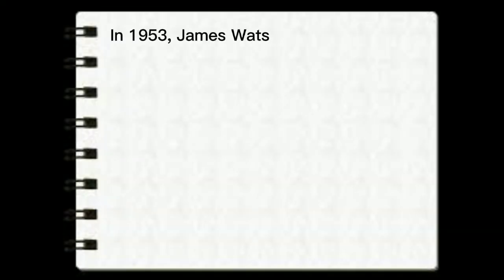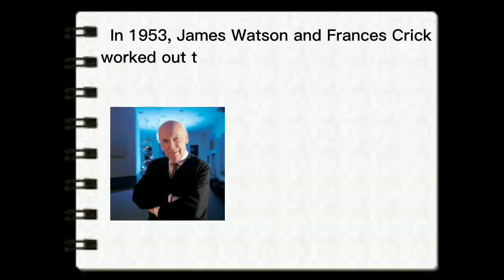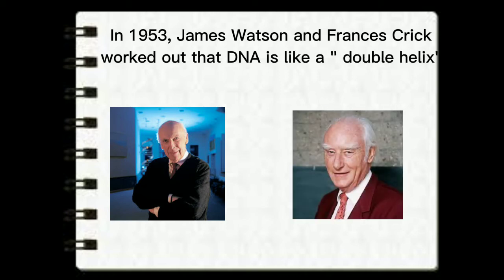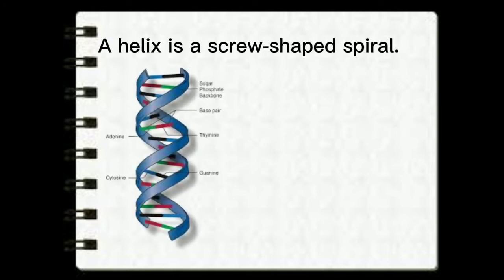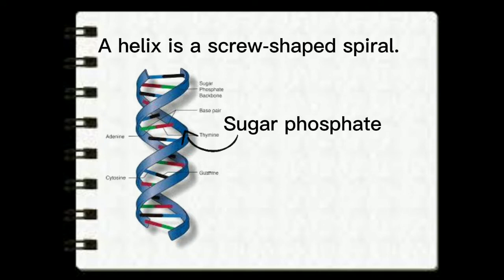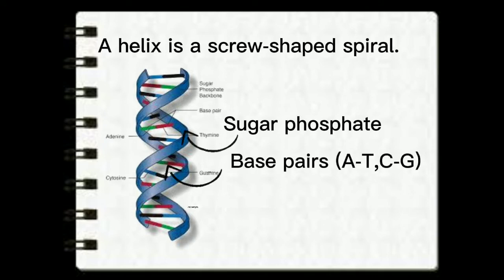In 1953, James Watson and Francis Crick worked out that DNA is like a double helix. A helix is a screw-shaped spiral. The DNA is double helix because of the two strands which wind around each other. The double helix is like a winding staircase. The two sugar phosphate backbones make up the sides and the base pairs make up the rungs or steps of the winding staircase.